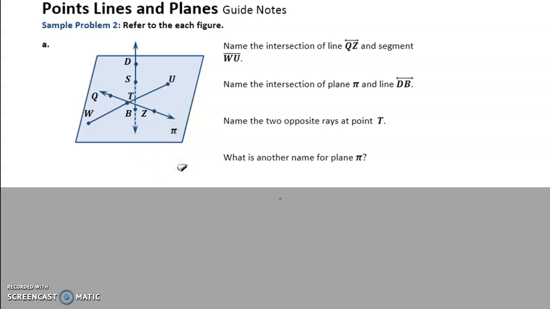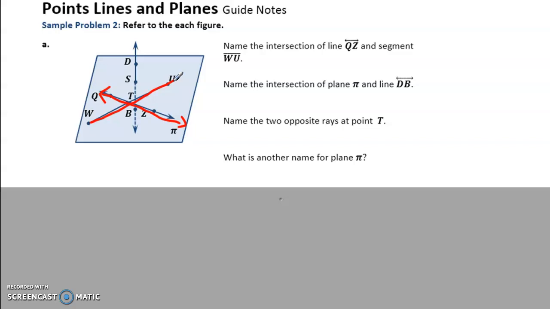Okay, so the first thing we want to do is identify the intersection of line QZ and segment WU. So here is line QZ. Let me use a different color because that's kind of blue. So there's my line QZ. And here is segment WU. So two lines or two line segments, if they're different, are going to intersect in one point. Where do you see those two intersecting?